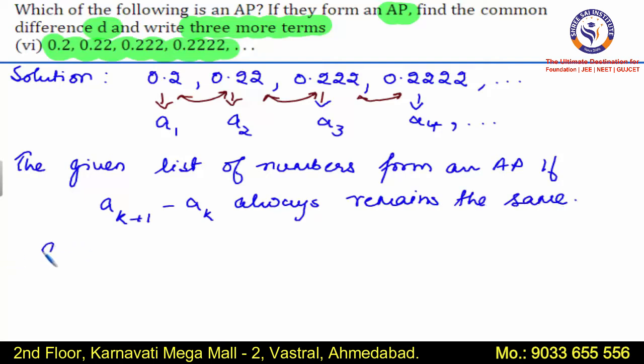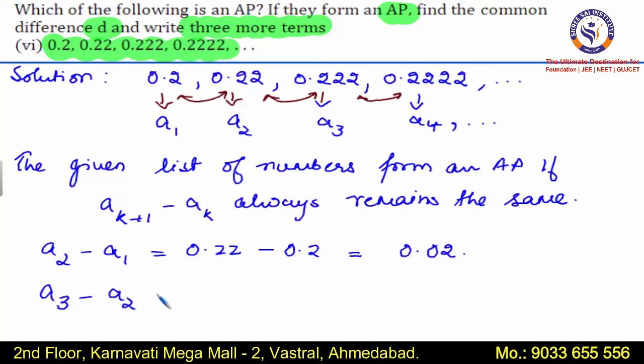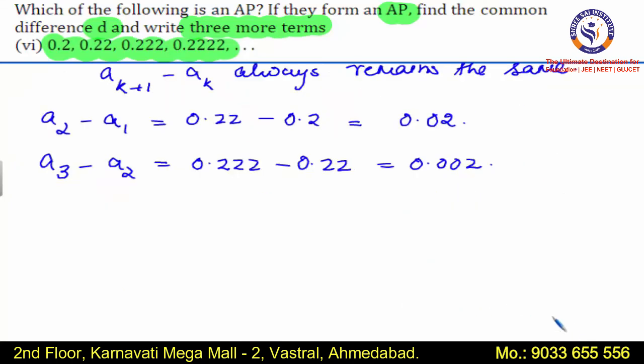Let us find out A2 minus A1. This is equal to 0.22 minus 0.2, and this is equal to 0.02. Now let us find out A3 minus A2. This is equal to 0.222 minus 0.22. So this is equal to 0.002.